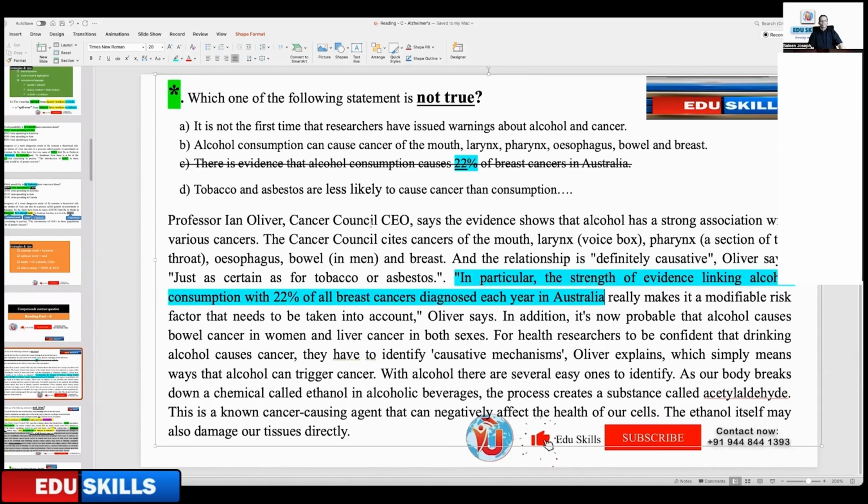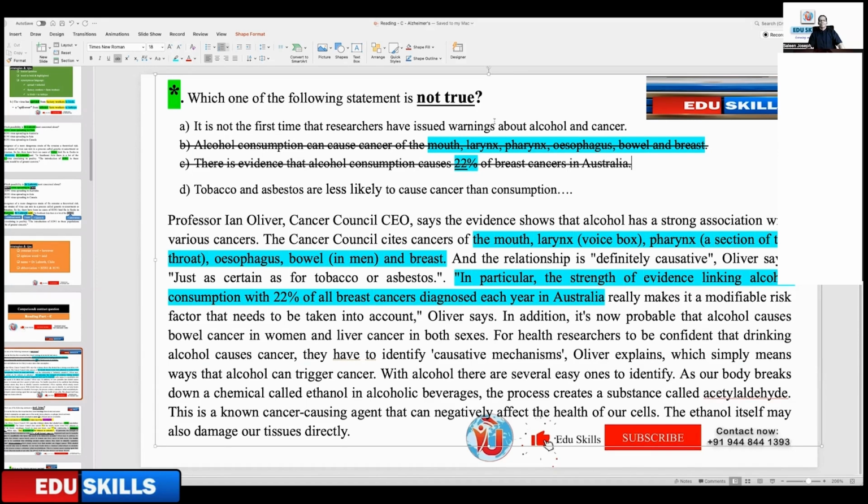Now any other one? When you have all these classifications of the mouth, you can just swoop in there. Where is it? See, the mouth classifications are here. The Cancer Council cites cancers of the mouth, all those things. Alcohol consumption can cause cancers of the mouth. So you have it here, right? So it is true according to the passage.